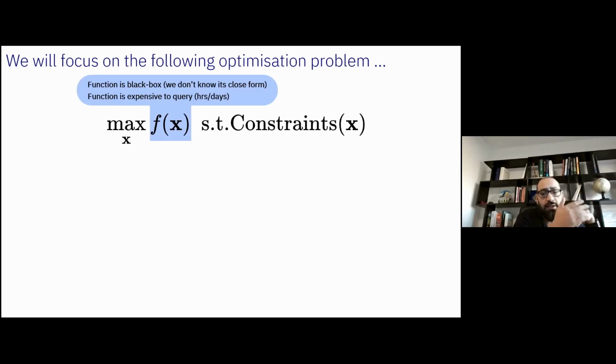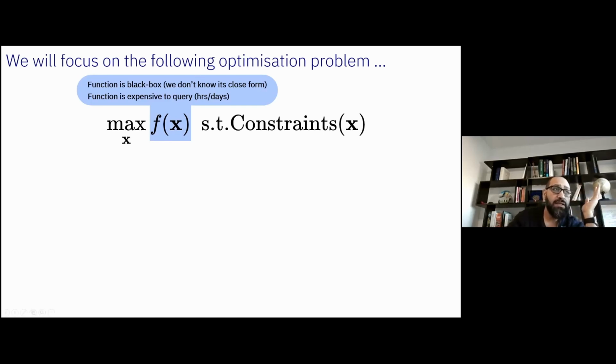And the second important thing is that this function is very expensive to query. Meaning because we don't know it, we want to try different variables of x to understand what this function says. But you cannot do a lot of trials, right? Because this function is expensive either in time or in money.